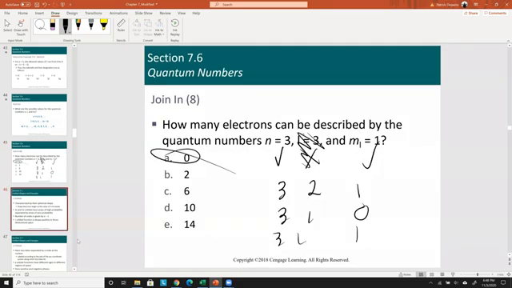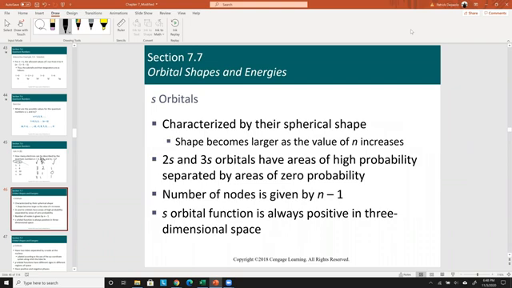Okay, any questions on that before we go over the shapes of the orbitals quickly? All right, let's go. We can do this.